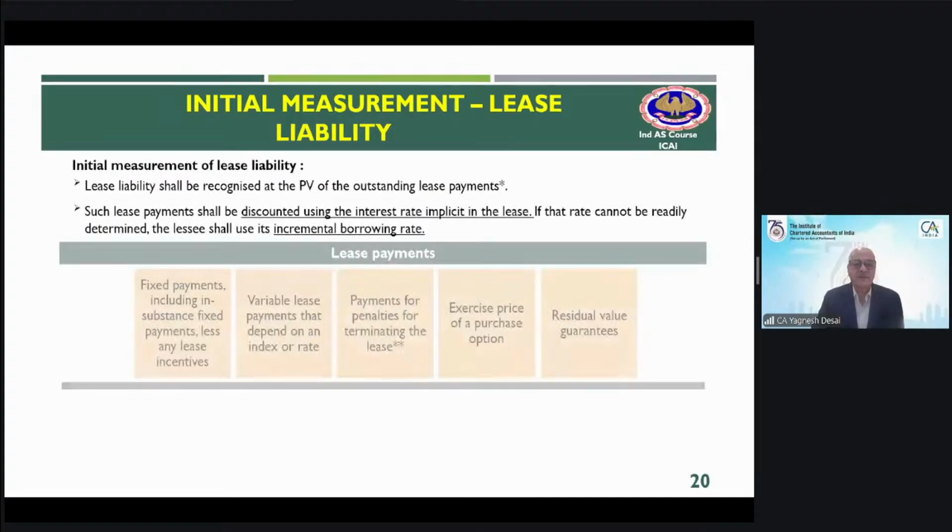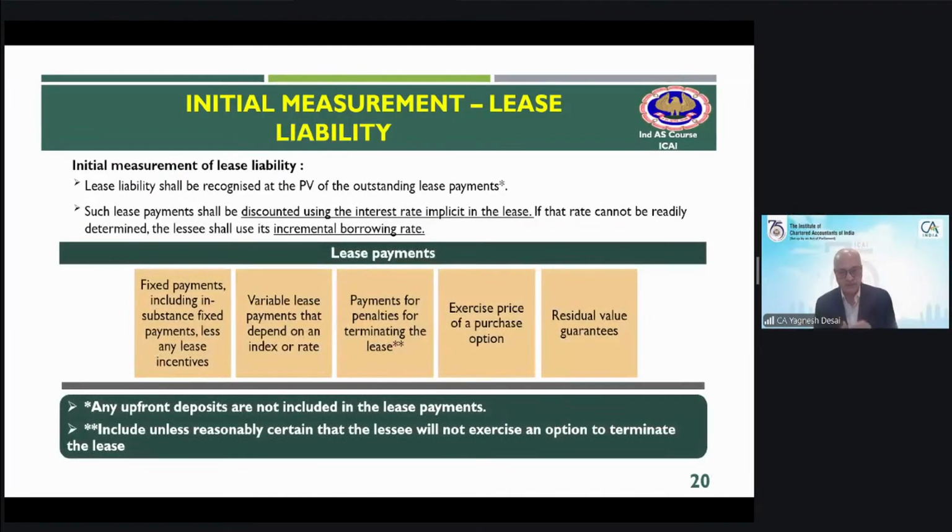My dear friends, here comes a very important chapter, very important slide. I would call it the 5-star slide of this presentation. Once there is a contract under which the underlying assets are specified and identified, giving the lessee the right to use them throughout the lease period, it is a lease which has to be recognized as per Ind AS 116.